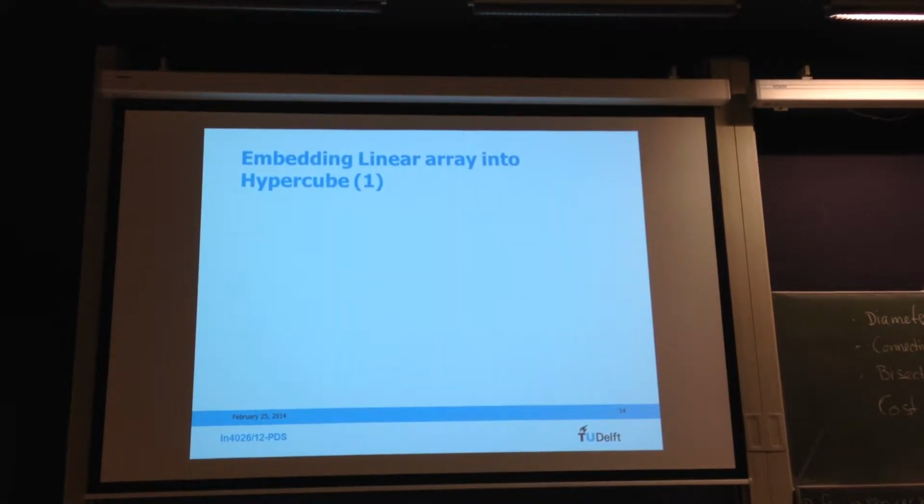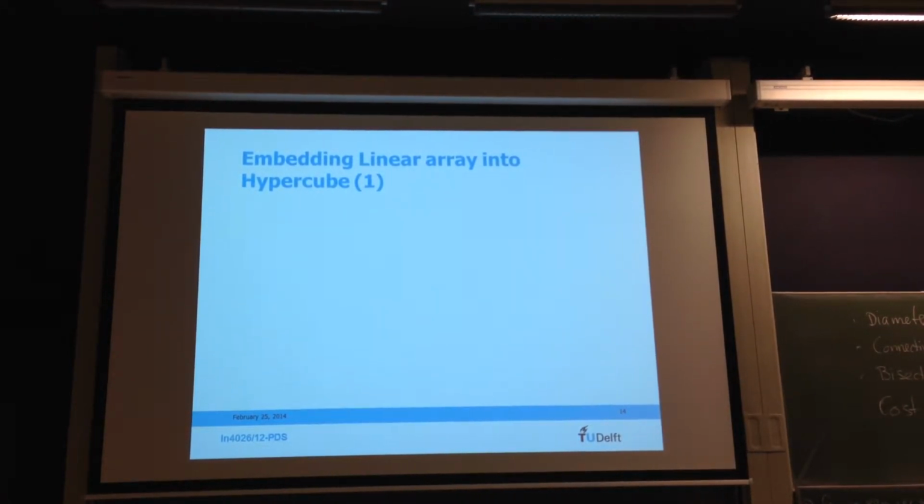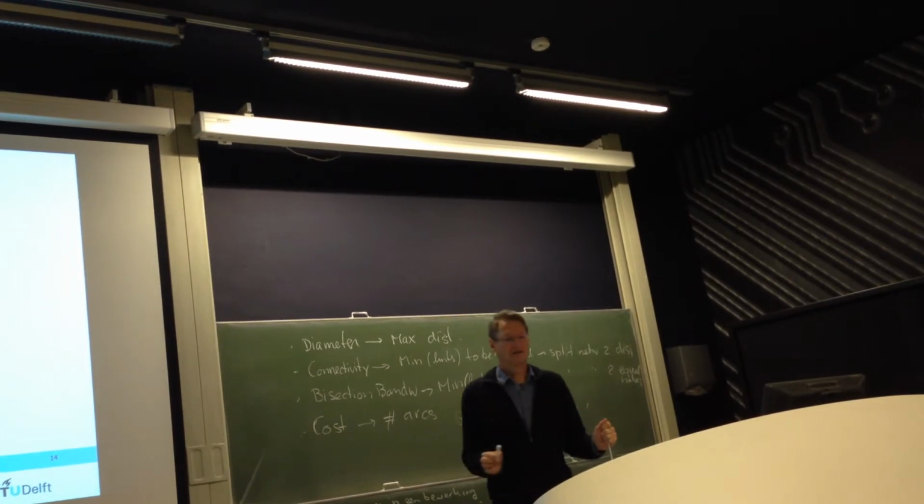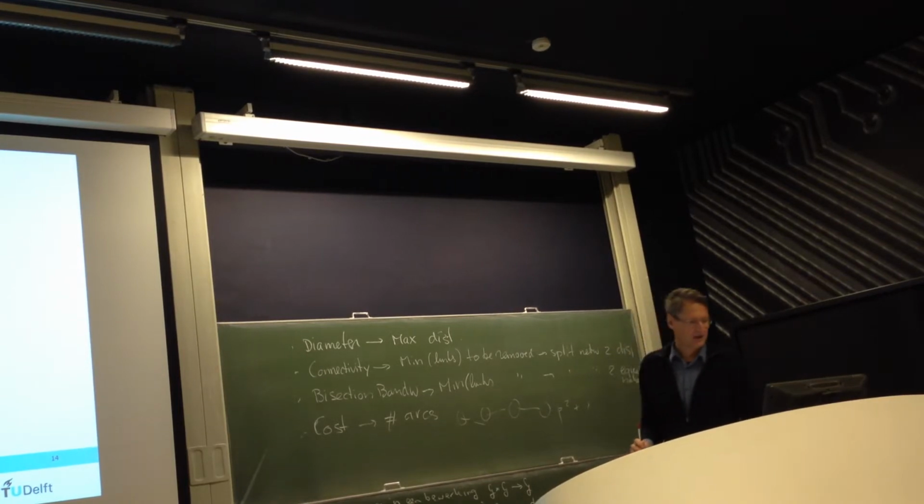Suppose our program, for sake of argument, has a linear structure, and our system has a hypercube. Right? So our program has a structure like a linear array. So we have a number of processes communicating like this, right? In a linear way. How can I elegantly map that on a hypercube system? Well, I can do it like this.